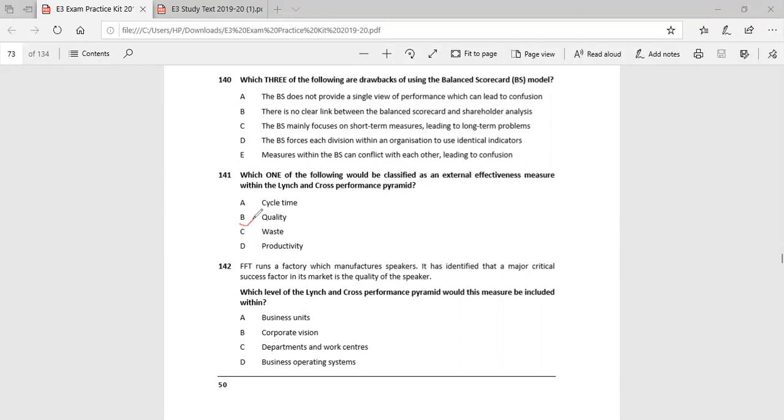A50 runs a factory which manufactures speakers. It has identified that a major critical success factor in its market is the quality of the speaker. Which level of Lynch and Cross performance pyramid would this measure be included within?